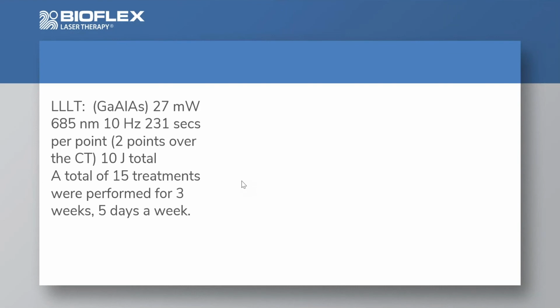They held it for a whopping 231 seconds per point. And mainly that's because it was fairly low power. A total of 10 joules applied over the area. They did 15 treatments. They were performed over 3 weeks, 5 days a week.